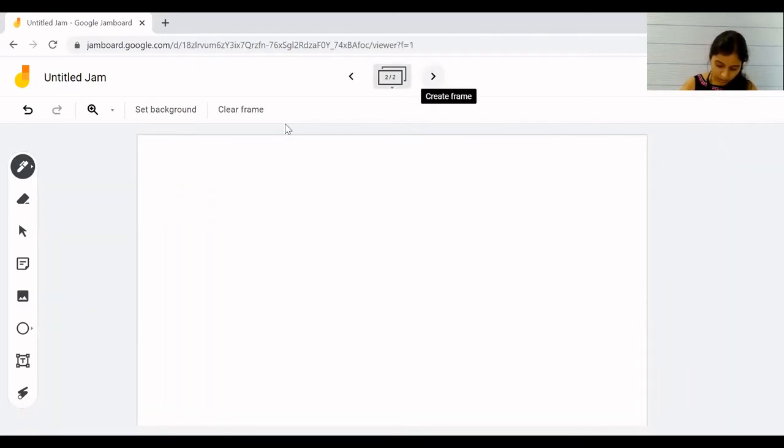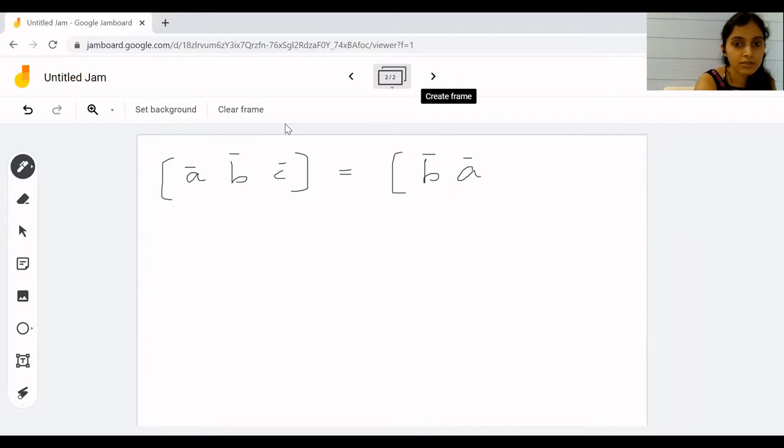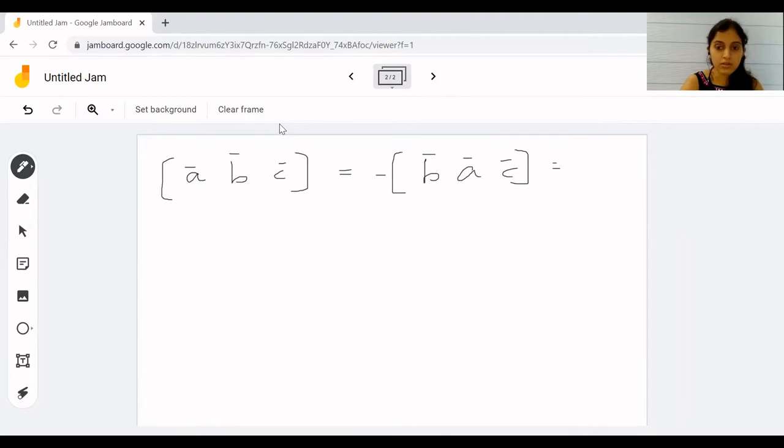Second property, a single interchange of vectors in a scalar triple product changes its sign. That is A bar, B bar, C bar. Now if I change to B bar first and A bar next, then the sign changes, which is equal to minus A bar, C bar, B bar, which is equal to minus C bar, B bar, A bar.